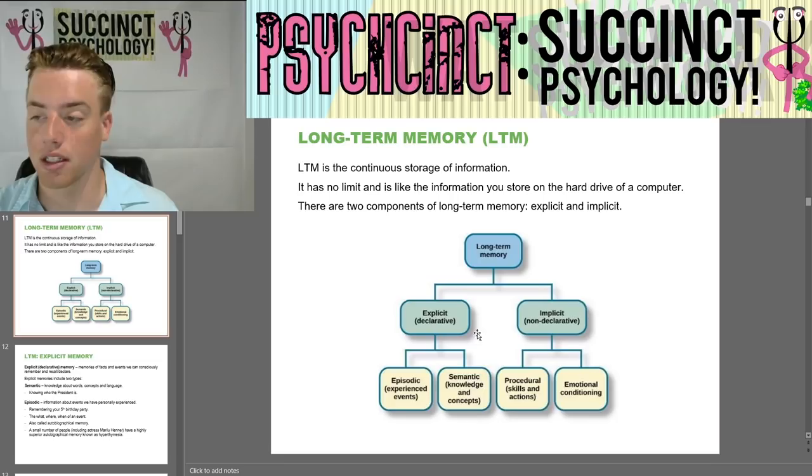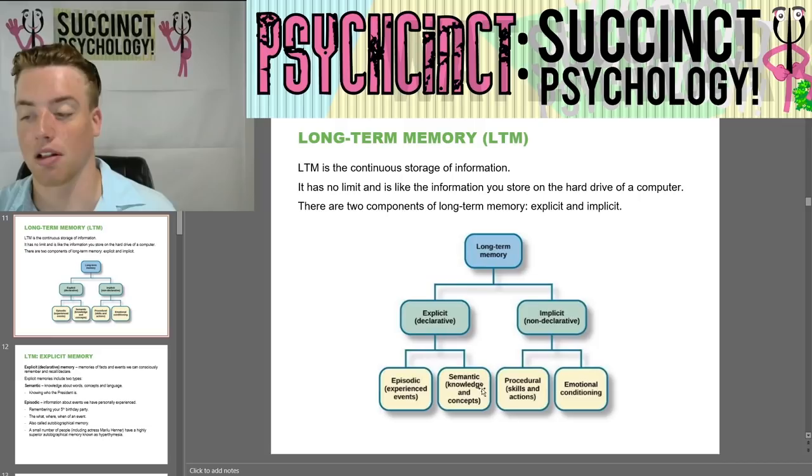So you have long-term memory, which splits into explicit or declarative memory, and implicit or non-declarative. Now, explicit is episodic or experienced events and semantic knowledge and concepts. Now, implicit is procedural skills and actions and emotional conditioning. So those are differences between explicit and implicit.